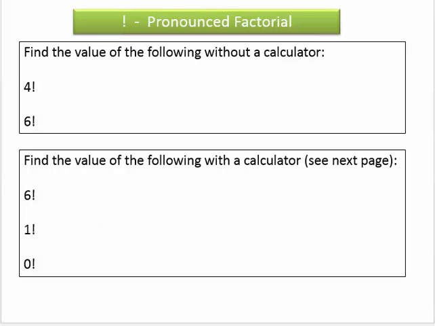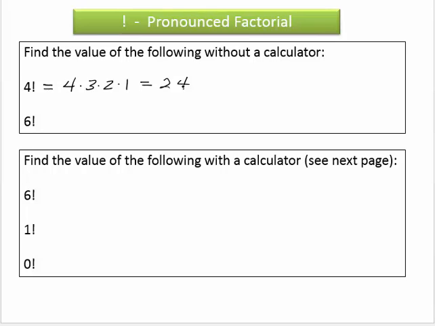Now, this is related to what we just learned, and it also leads up to the next section. So when you see an exclamation mark after a number in math, it's not an exclamation mark, it's called factorial. So when you see 4 factorial, it means 4 times 3 times 2 times 1, and 4 factorial equals 24. Now, let me give you an example when you would use 4 factorial. What if we chose 4 people?